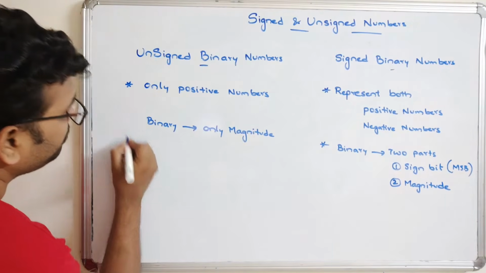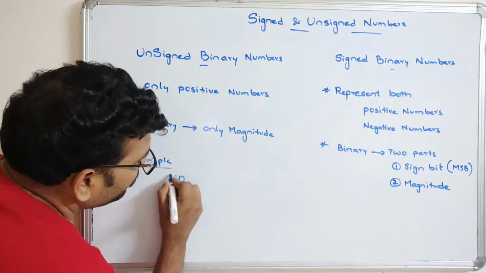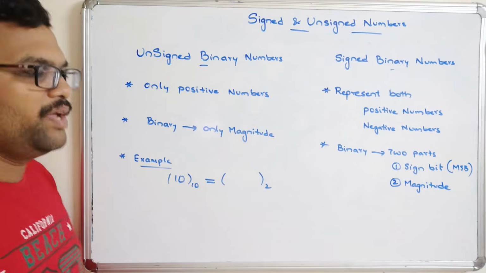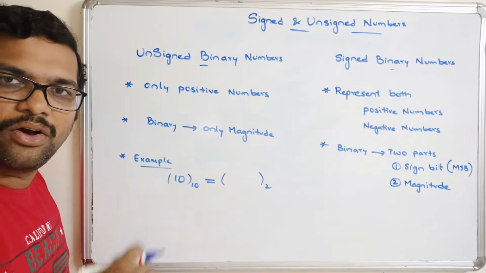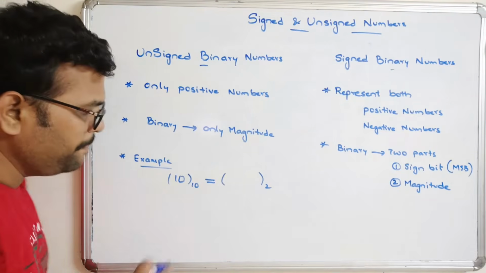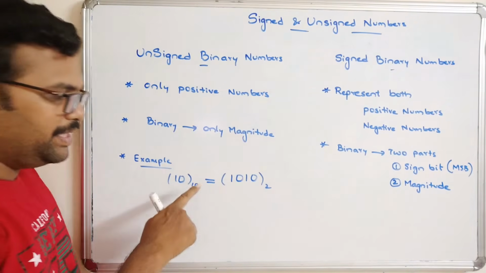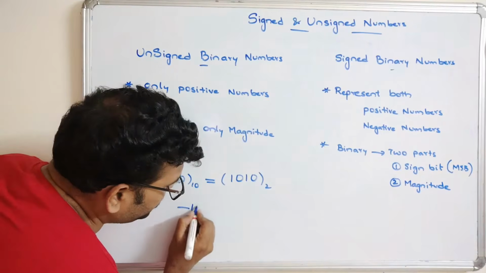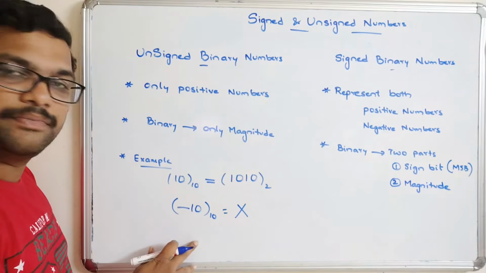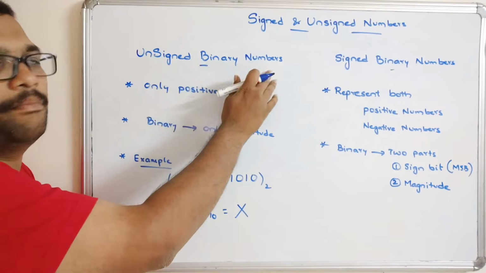Okay, because it will represent only the positive number. Let us take an example. 10 in decimal should be converted into binary. So how can we convert? The procedure I will post as a link; we have already discussed the conversion of one number system to another, so just go through that link. The result will be 1 0 1 0. This is only a positive number. If you want to represent -10, this can't be done in unsigned binary numbers. -10 can't be represented in binary format if it is an unsigned binary number.